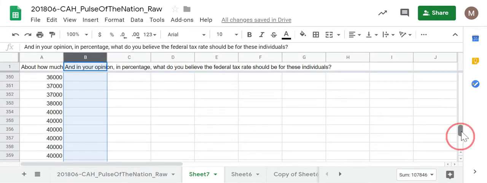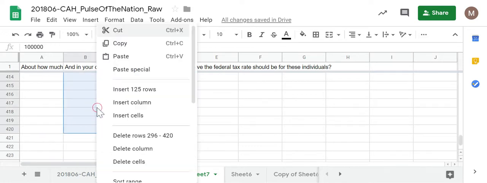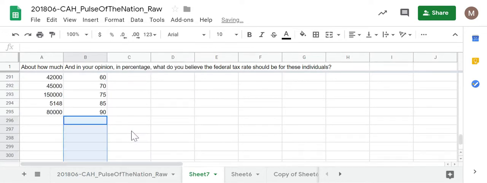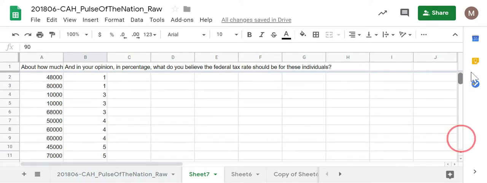I have a bunch of people who didn't answer at all. And this person who thinks the tax rate should be 10,000%, 100,000%, which doesn't make any sense. They also said they made $100,000 a year. I kind of suspect that person was just saying 100,000 as a response to everything. Again, delete all those rows that don't make any sense. Now we have answers from a top tax rate of 90% all the way down to 1%, and our data are scrubbed.